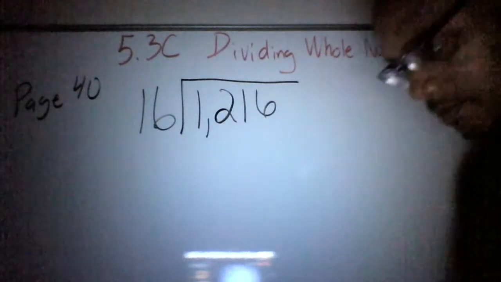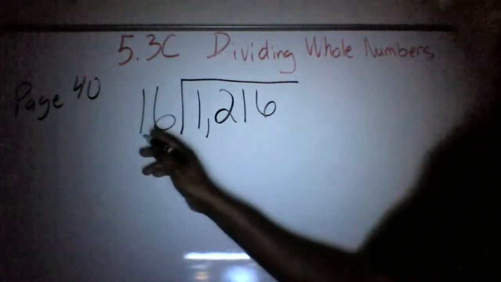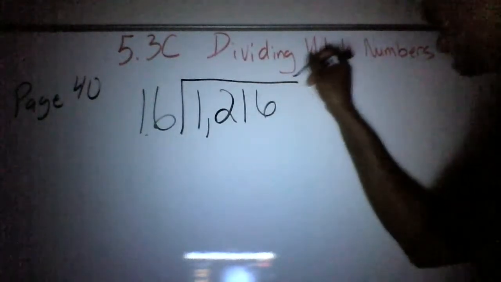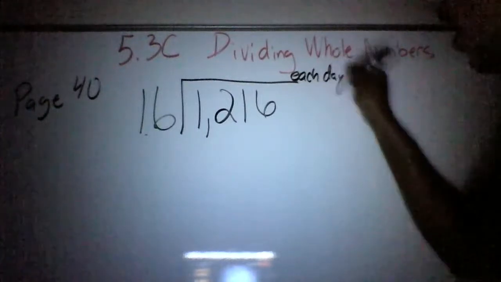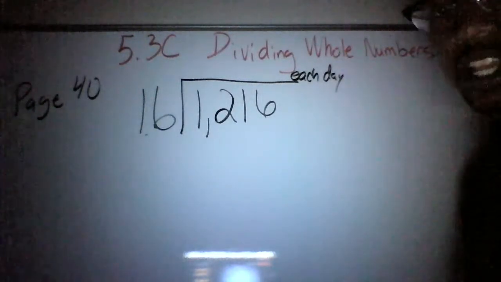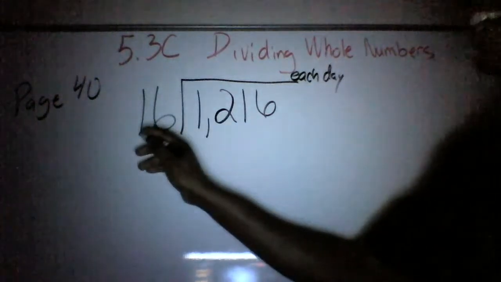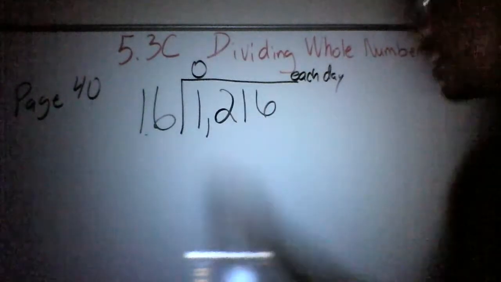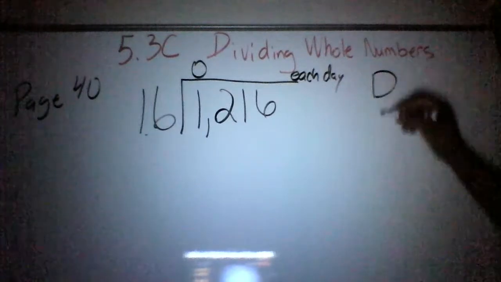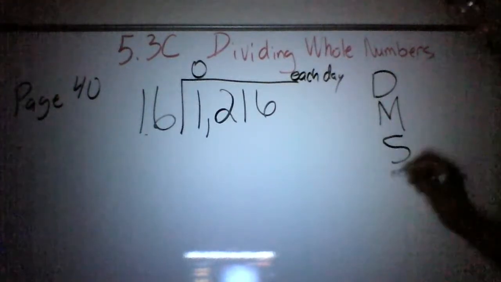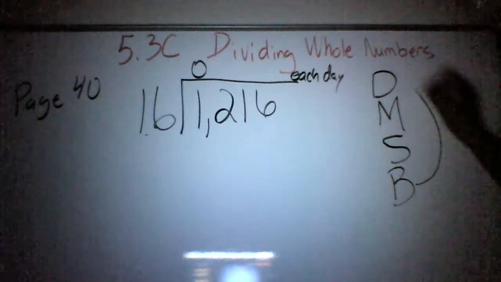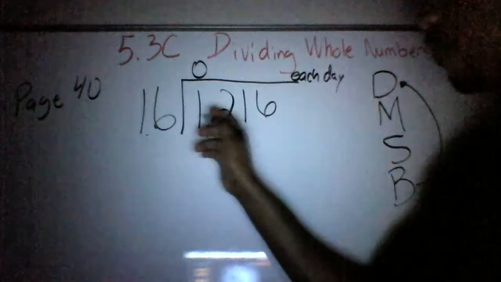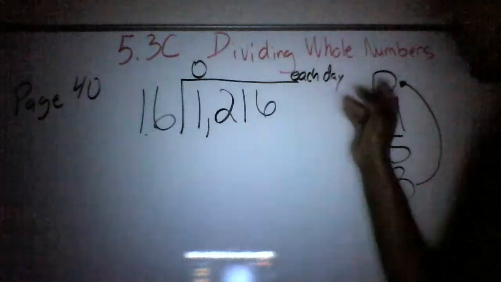Now, my groups are 16. There are 16 days, and I want to know how much is each day. So this will be each day by the time I finish. Now, 16 cannot go into 1, so that's a 0 in the thousands place. Remember, the cycle is divide, multiply, subtract, bring down, and then go back up to divide. You have to do that cycle 4 times because you have 4 different numbers. So the first divide is 0.